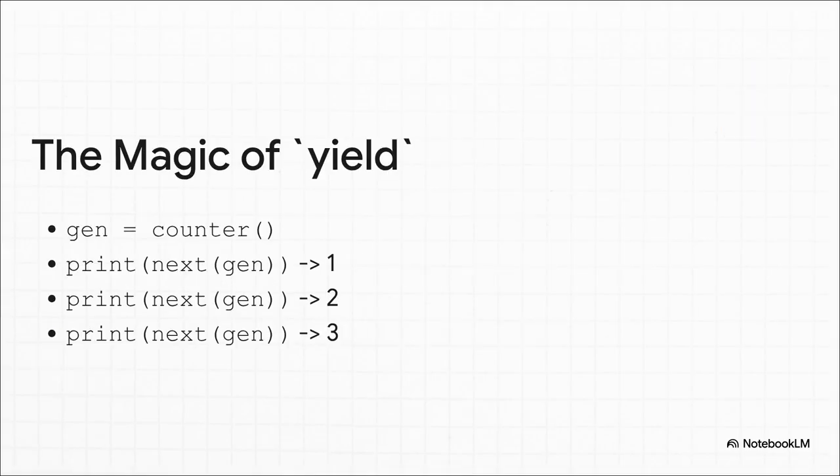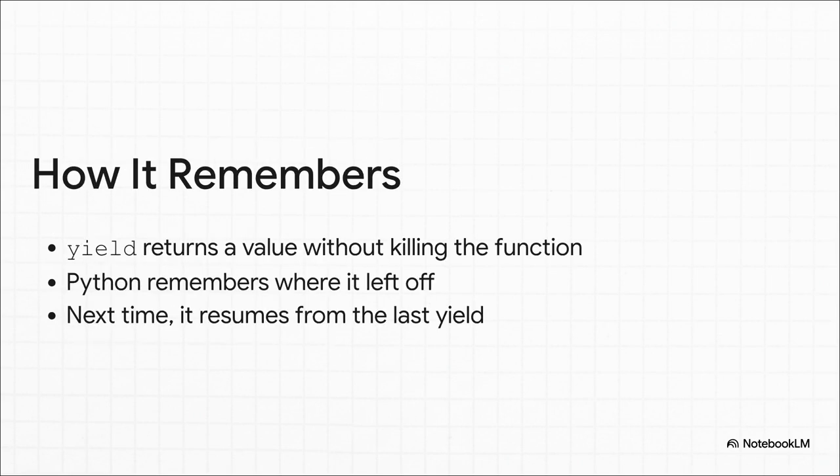Now, let's see it in action. We call counter, and we save that generator object in a variable called gen. The first time we call next(gen), the function runs up to that first yield, hands us the number 1, and then just freezes. The second time we call next, it wakes up right where it was, runs to the second yield, and gives us 2. And it does this one more time to give us the number 3. It's amazing.